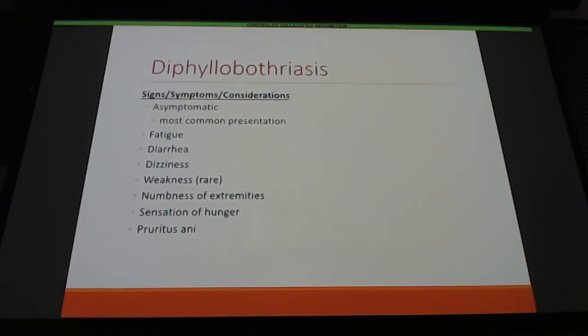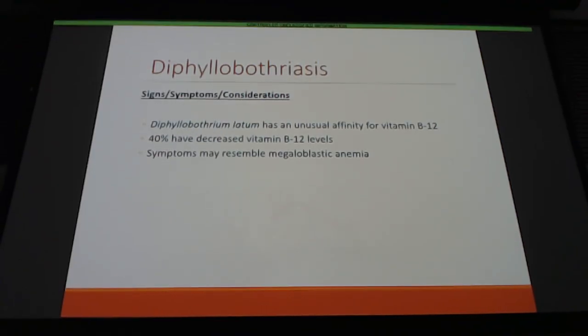Okay. And just like the other ones, it'll cause some pruritus, right? The little eggs are going to be released, and it's going to cause some rectal itching. But just remember, big key here. You've got a whole bunch of symptoms, but your big key there is it's got an affinity for vitamin B12. Okay? It likes to take a lot of vitamin B12. And there, 40% have decreased vitamin B12 levels, so you can also check for vitamin B12 in these patients.